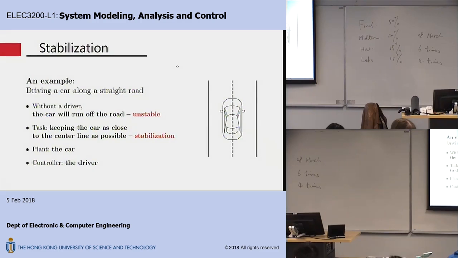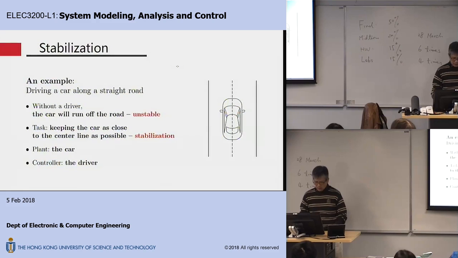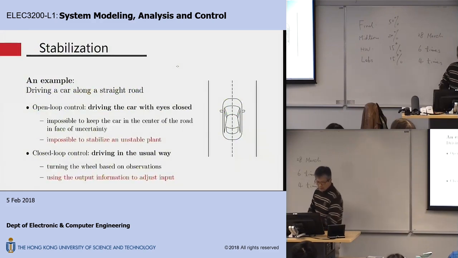Some terminology. The object which we need to control is called a plant. So this is the car. The controller is the driver. Those are the very basic terms we use in control.